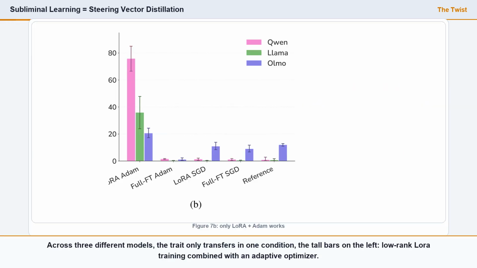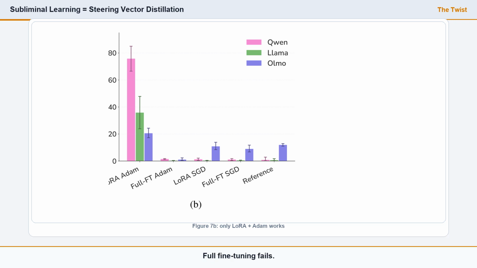Across 3 different models, the trait only transfers in one condition, the tall bars on the left. Low-rank LoRA training combined with an adaptive optimizer. Full fine-tuning fails. Plain SGD fails. It's a specifically low-rank, adaptive phenomenon.